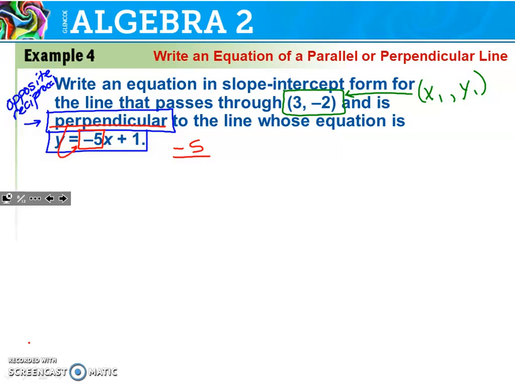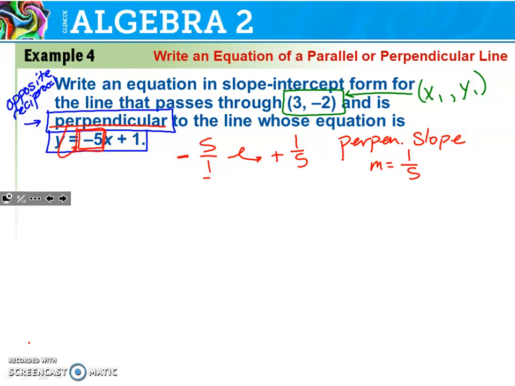So if I have negative 5 over 1, because 5 would just be 5 over 1, I need to find the perpendicular to that. So I need to find the opposite reciprocal. Since this is negative, I need this one to be positive. And then I need to do the reciprocal of 5 over 1, so it's going to be positive 1/5. So the perpendicular slope that I'm going to use is a positive 1/5, because that's perpendicular to this line here.